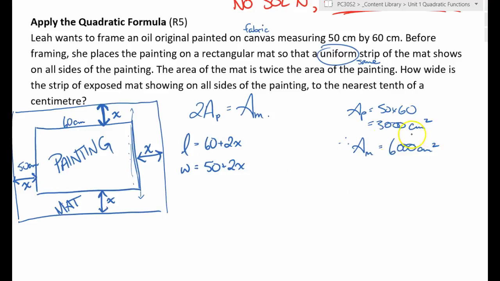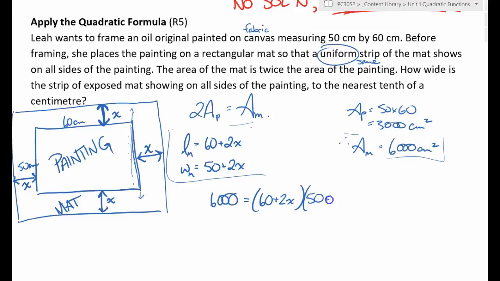So I can take this piece here, my area of my mat, and my dimensions of my mat, and I can actually create an equation. So I've got 6,000 equals 60 plus 2x and 50 plus 2x. Remembering always that area is length times width.